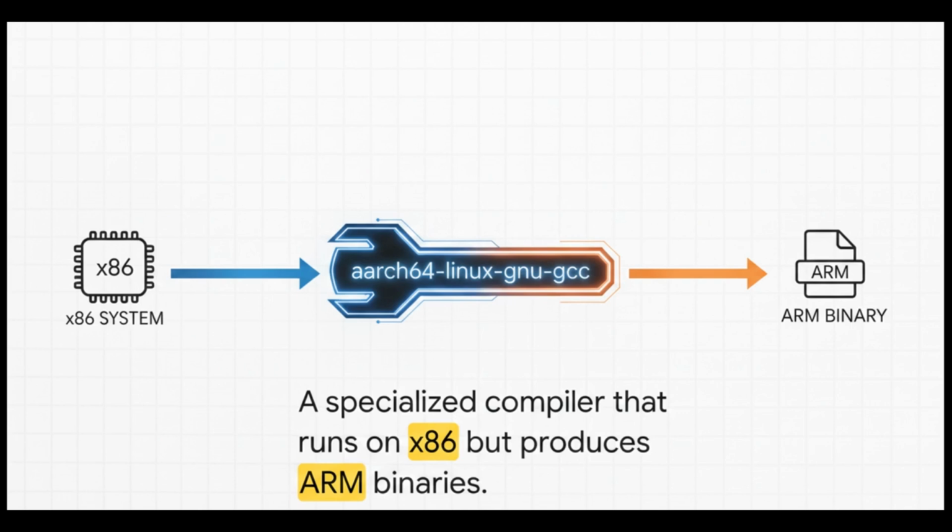Take a look at aarch64-linux-gnu-gcc. Now, I know that looks like a jumbled file name, but it's actually a cross-compiler. It runs perfectly fine on your standard x86 system, but, and here's the magic, it knows exactly how to generate binaries for an entirely different CPU architecture, like ARM.